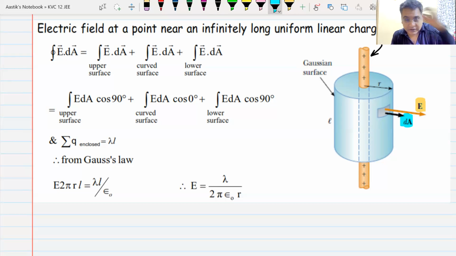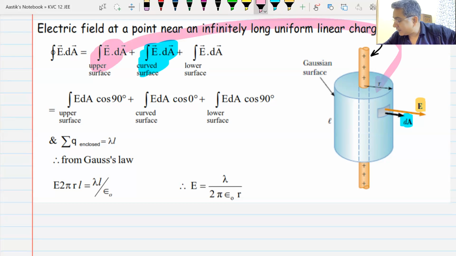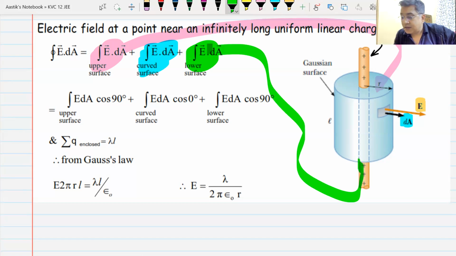So if you find out the flux through this entire cylinder with the two caps, it will have a curved part, which is the blue part. Then you have two caps. Do you see the two caps, upper surface and the lower surface? This is the upper surface, and this is the lower surface.